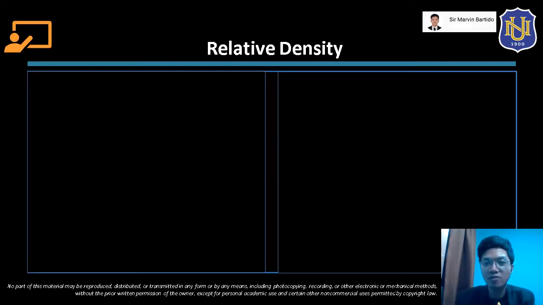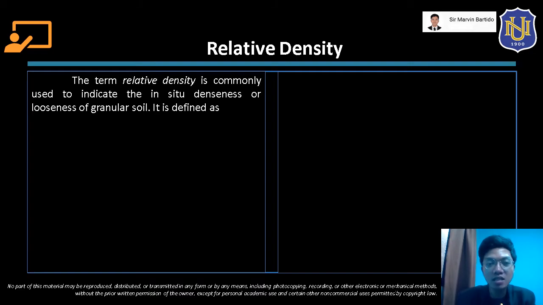Okay, so let's define first what is relative density. The term relative density is commonly used to indicate the in situ denseness or looseness of granular soil. So denseness, yan yung pagiging compact ng soil natin. On the other hand, yung looseness, class, yan yung pagiging buhaghag ng soil natin.